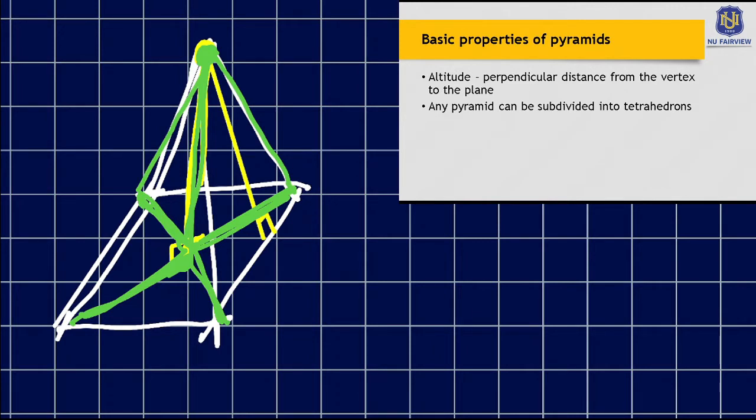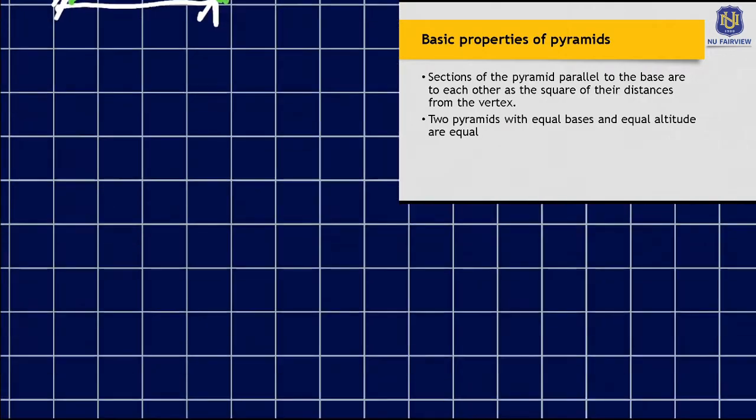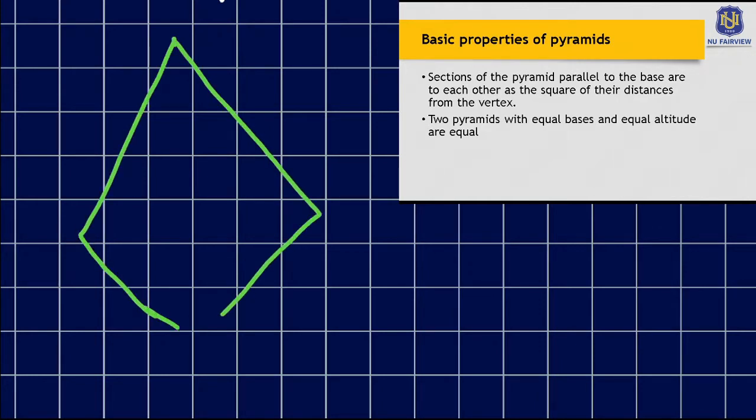Now, next. Next property, meron po tayo sections daw ng pyramid nyo that is parallel to the base, are to each other as the square of their distance from the vertex. So, paano naman to? So, kapag meron daw kayong, for example, may pyramid tayo dito, yan. So, for example, ito yung pyramid natin. Okay? Now, nag-drawing tayo ng isang section dito.